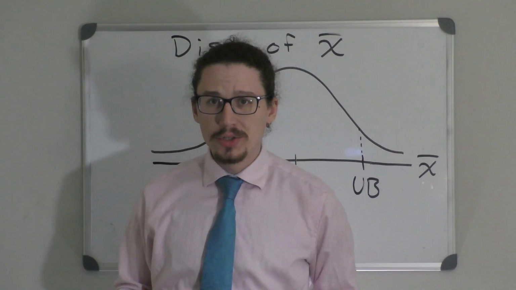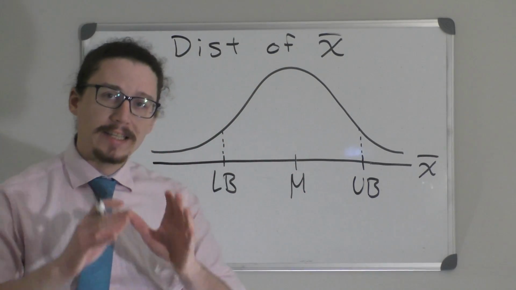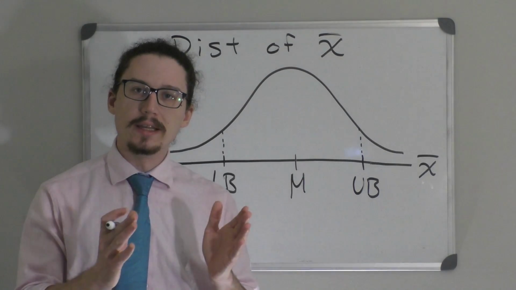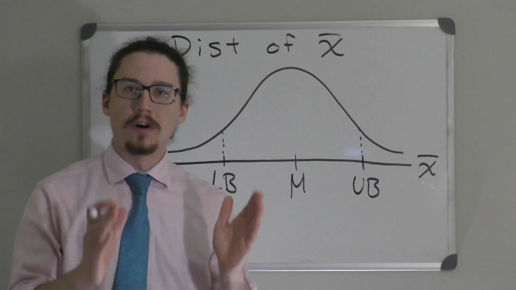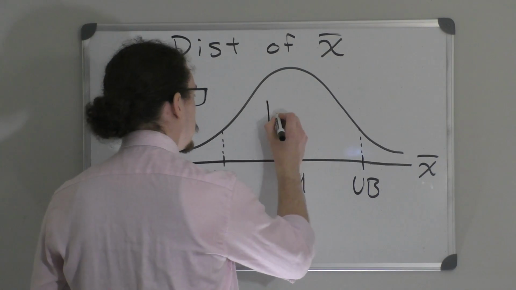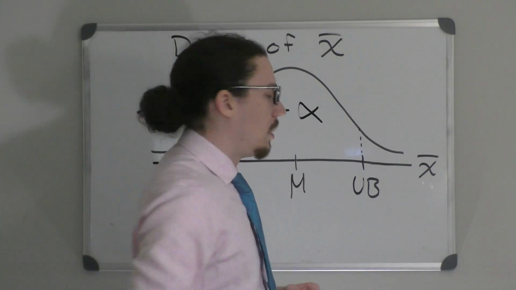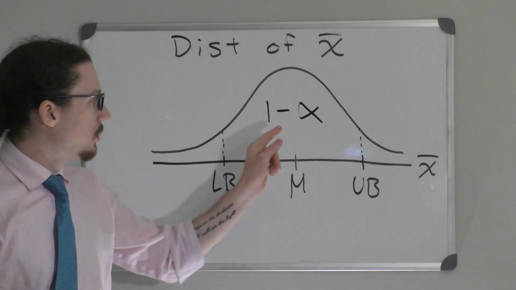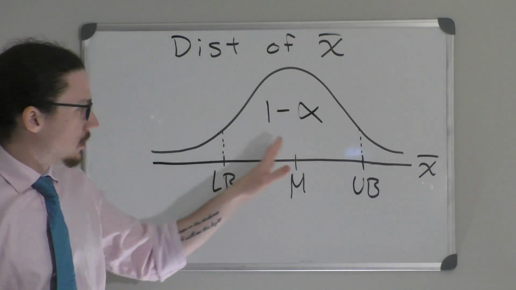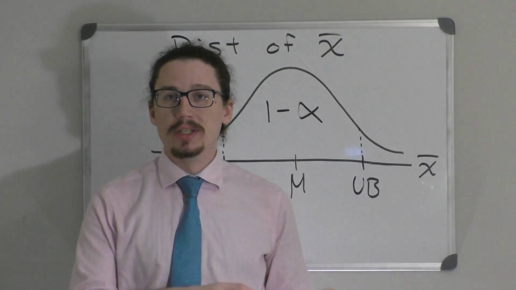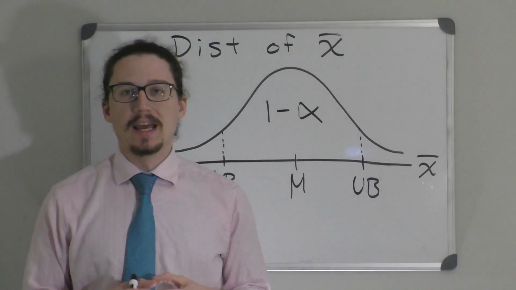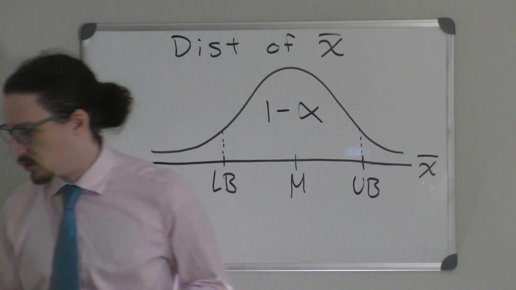All right, the way we're going to do that is by defining a probability with which we want the population mean to fall in our interval. We're going to notate that probability as 1 minus alpha. So alpha has to be between 0 and 1, so we're going to get a decimal value. We're going to get an actual probability.